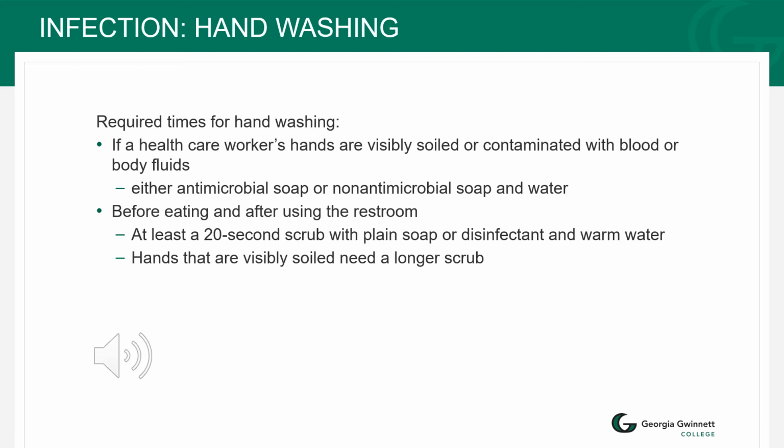So the question: when do I have to wash my hands? The answer: if your hands are visibly soiled or contaminated with blood or body fluid, you have to wash your hands. Use an antimicrobial soap to do so. Before you eat and after you use the restroom, you have to have at least a 20-second scrub with plain soap or disinfectant and warm water. Hands that are visibly soiled need a longer scrub.